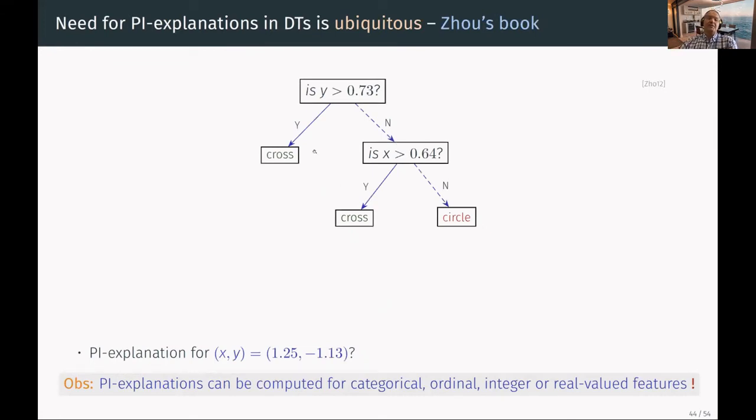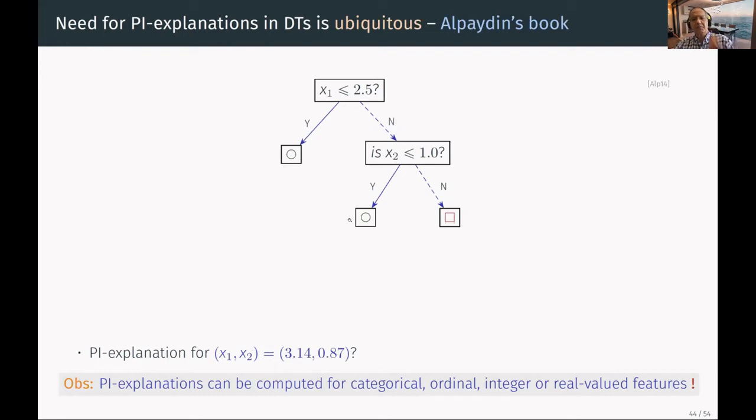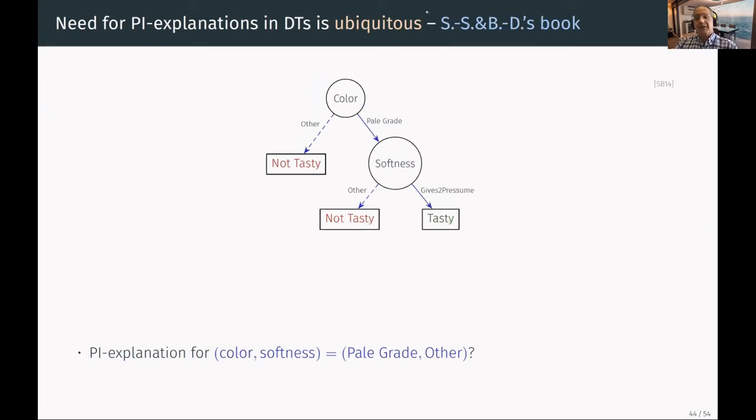If you don't like Russell and Norvig's book, you can look at the tree ensembles book by Joao, and again, the same problem happens. If you put 125, minus 113, you go this way, no, you go this way exactly because it's not yes, and then you go this way. So what the value of x of y is really not important, because you are going to predict cross no matter what. If you prefer Alpaydin's book, the same problem. It's very similar actually. If you prefer the Shalev-Shwartz and Ben-David book, the same problem again.